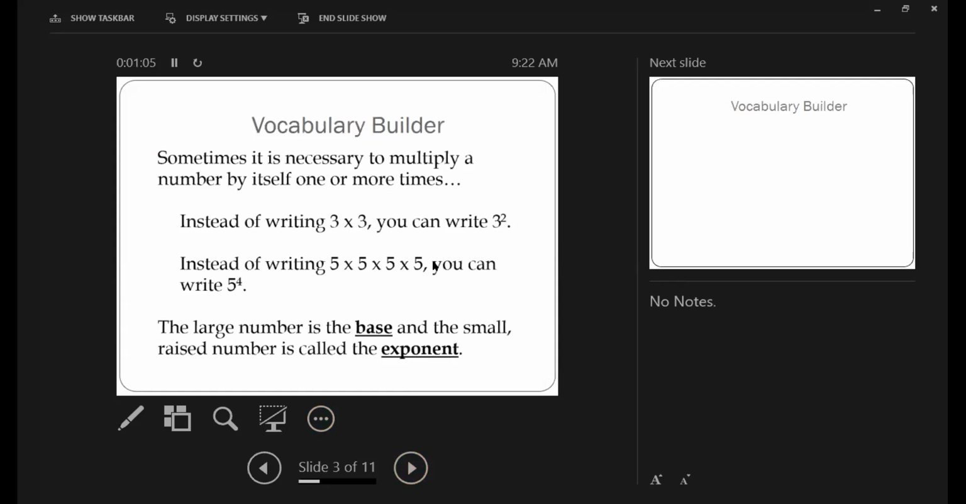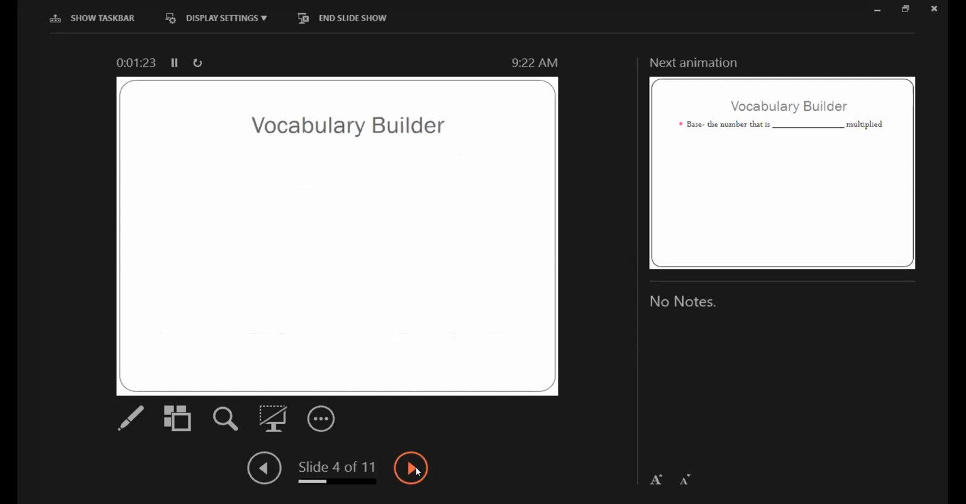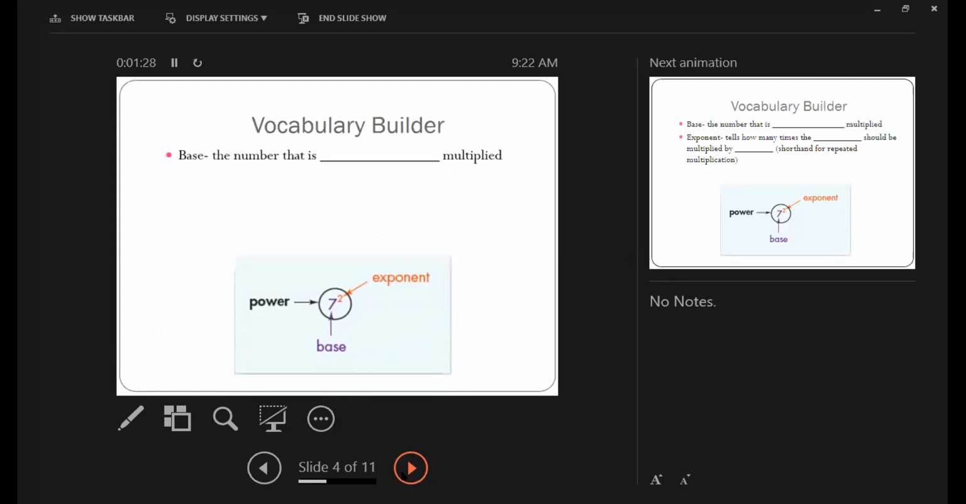The benefit of using exponents is with big numbers. 3 to the second power, instead of writing 3 times 3, or instead of writing 5 repeatedly times itself 4 times, you can write 5 to the 4th power. The large number is the base, the small number is the exponent. The reason that we have to start off with this information is because right away in this lesson, you start to deal with the order of operations.